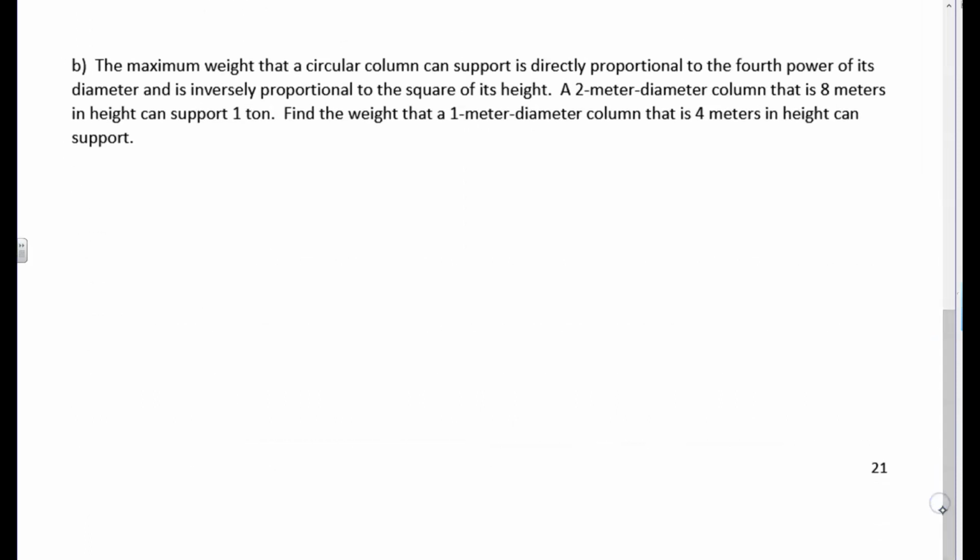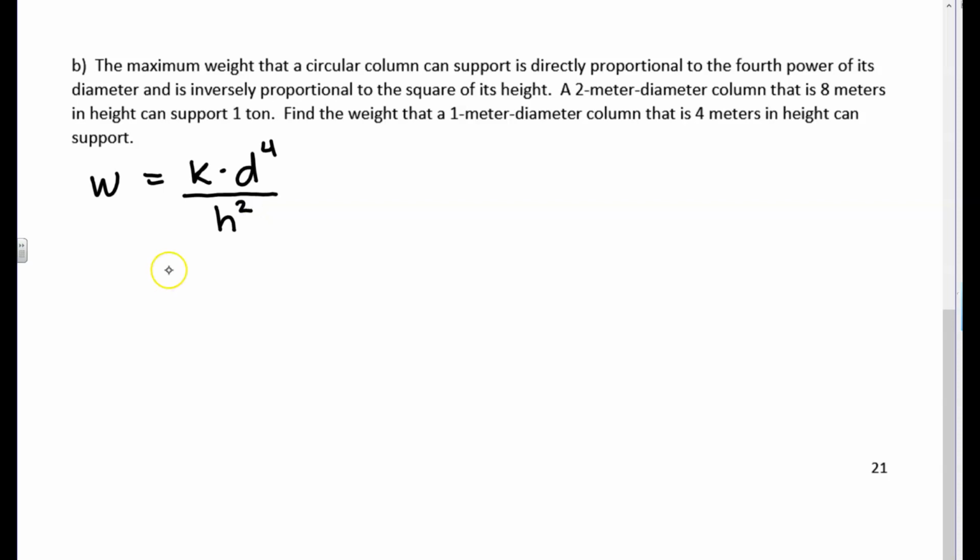All right, here's our last question, guys. The maximum weight that a circular column can support is directly proportional to the fourth power of its diameter and inversely proportional to the square of its height. So let's go through that. The weight that a column can support is directly proportional, it's K times the fourth power of its diameter, and inversely proportional to the square of its height, so height squared.